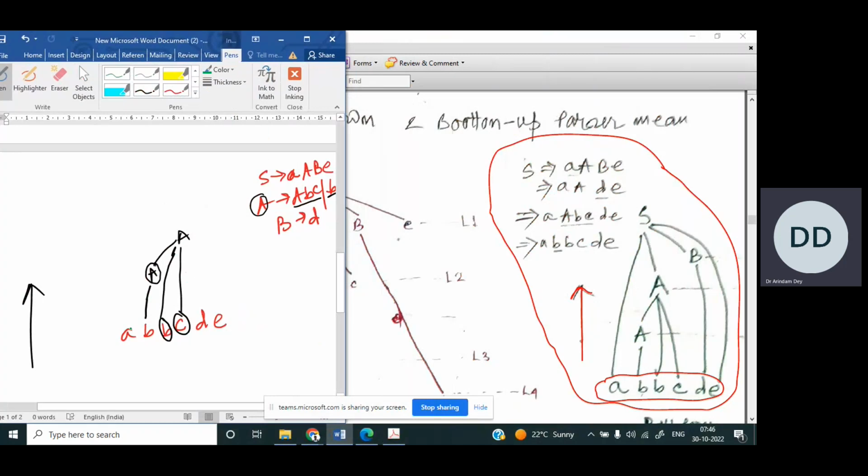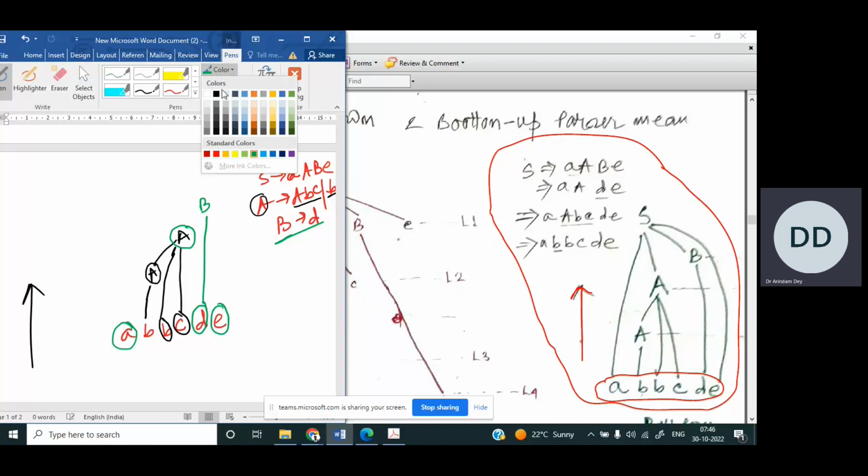Now, I have the value small a, capital A, the green color part I am showing, D and E, right? Now, what can I do? I can replace D with B because B can be replaced by D. So this D I am replacing with B, right? Now, again, I am changing the color. I have to take a different color. Let me check the blue.